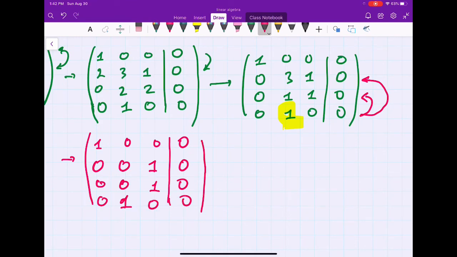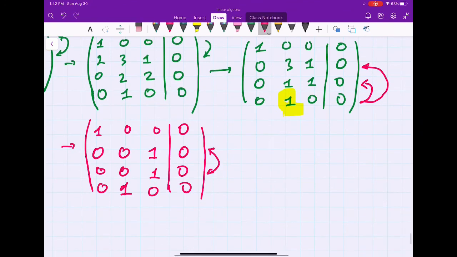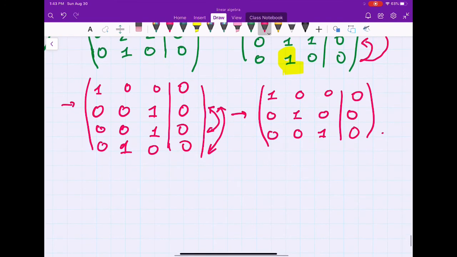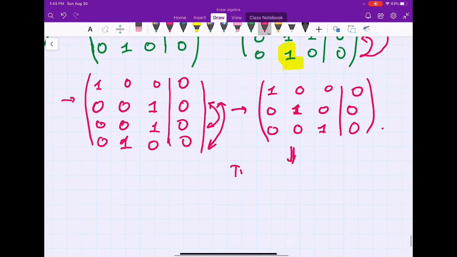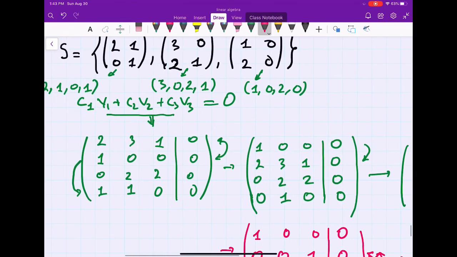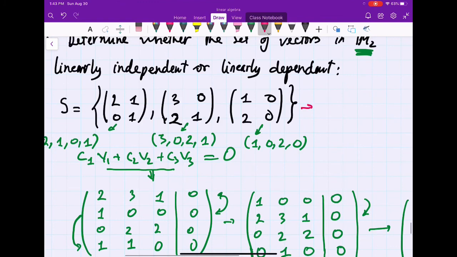And then of course the second and the third are the same, so you might ignore one, right? You get 1 0 0 0. And then you interchange these two rows, the second and the fourth. So you get 0 1 0 0 0 0 1 0. And from here you can see that actually you have only the trivial solution. That means the three matrices, or the set S, is linearly independent.